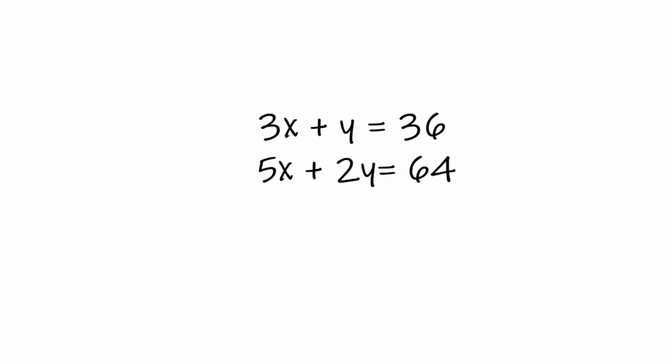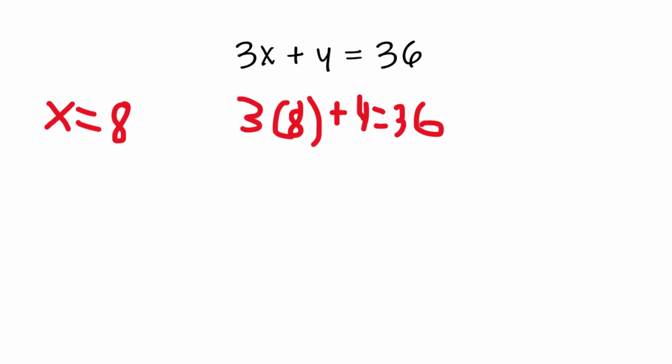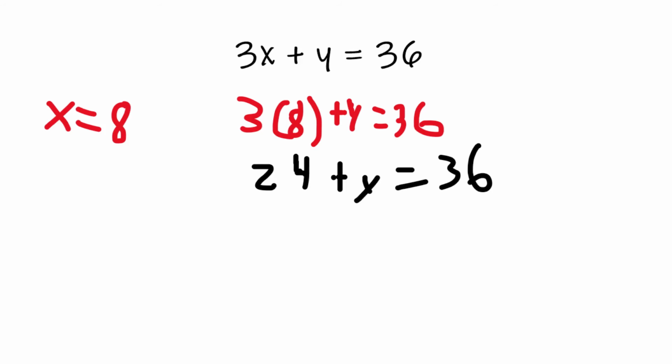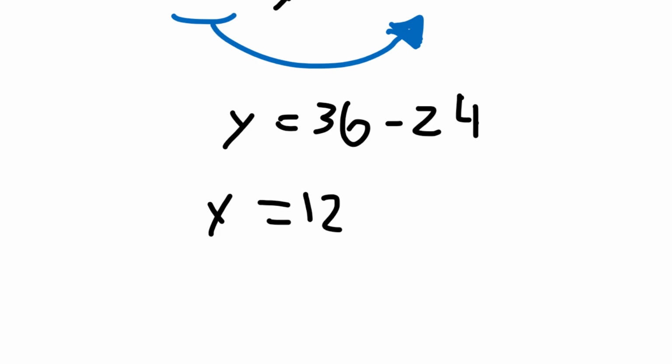So now we choose one equation. I'm going to choose the first one. And now we replace the x with 8 and resolve the multiplication. After this, we do the second clear stage. We move 24 to the constant. We subtract and we get the result of our last variable.